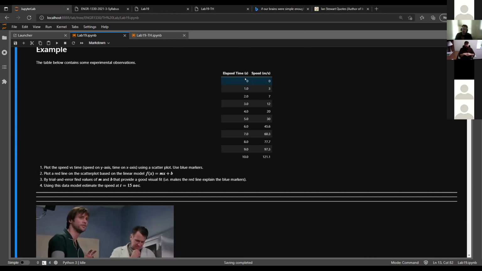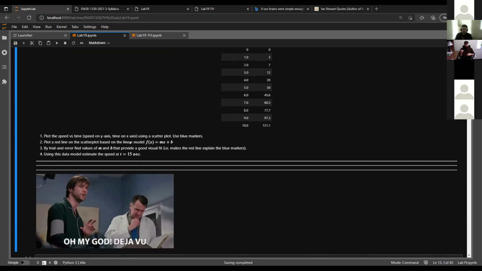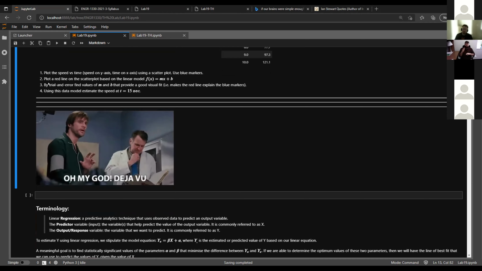So this is an input. This is an output. X and a Y, X and a Y. So we want to plot those points. Let's use some blue markers. Then we want to put a line through them. Which line? I don't know.